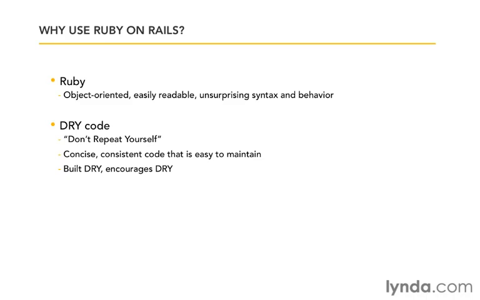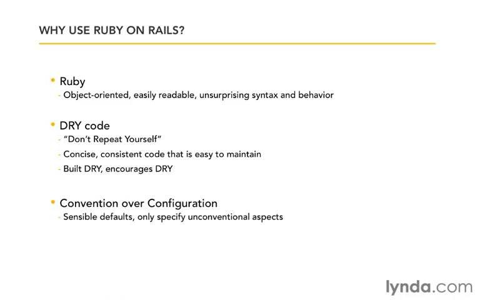The second important principle is that of convention over configuration. Rails is built using sensible defaults, and those defaults are what are there unless we override them. So we only specify the unconventional aspects, the things that are different for us. And that's going to speed up our development, right? Because most of the time we can sort of ride on those defaults to get most of the way there and only write code for the things that are different. And that gives us less code to maintain as well.